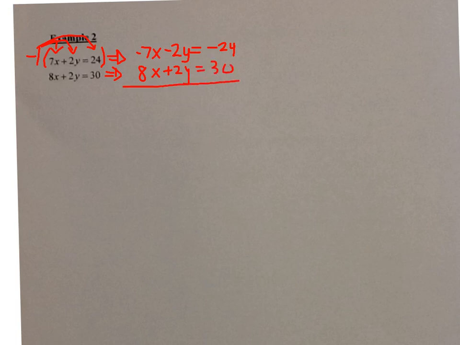Now I'm ready to actually add these. So the negative 2y and positive 2y cancel. Negative 7x plus 8x is positive 1x equals negative 24 plus 30 is equal to 6. So this was nice because this just solved right away as soon as we got those y's to cancel. So now the next part is to find, if I found x, now I have to find y.